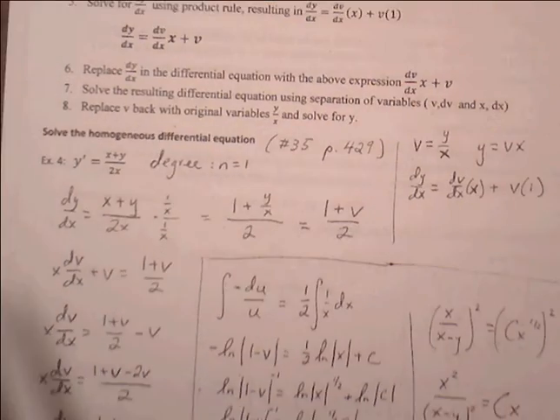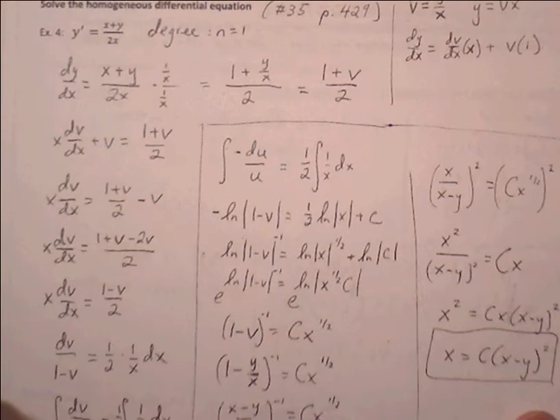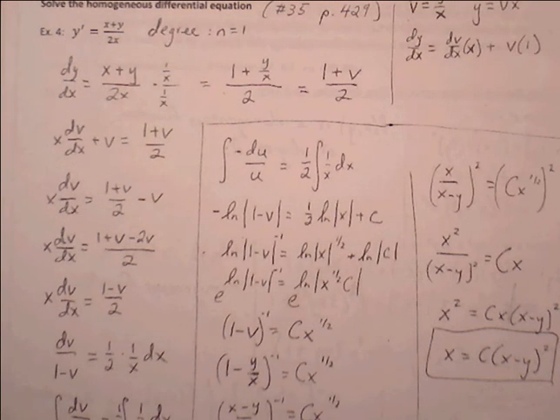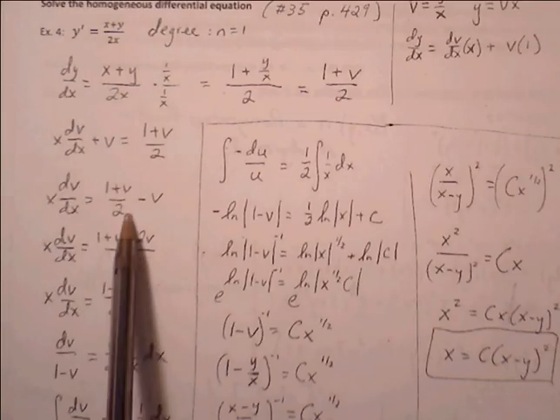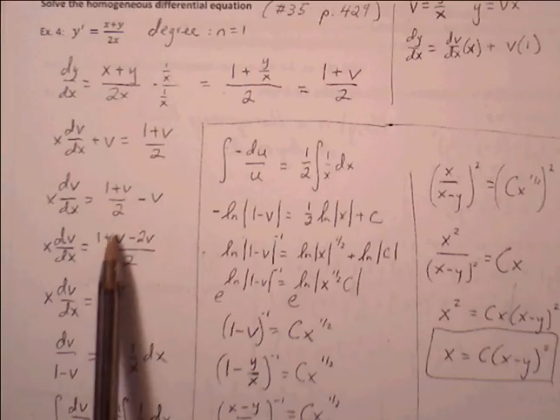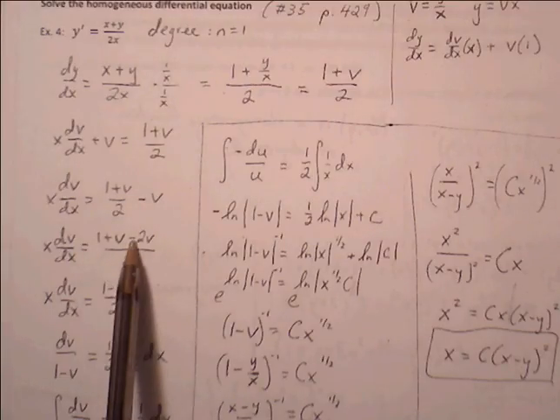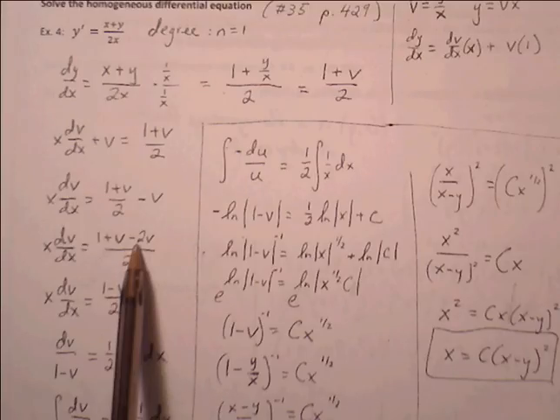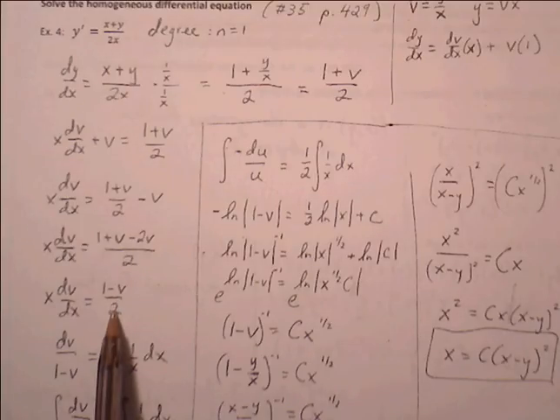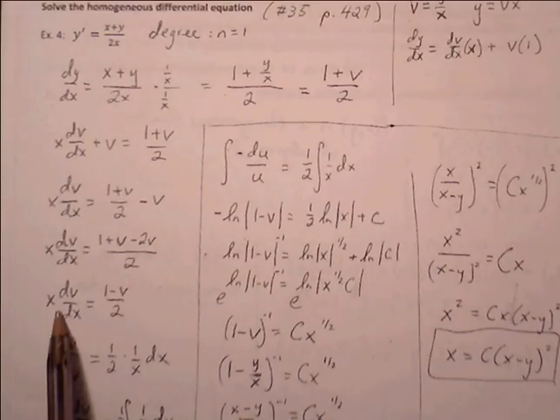So now we can try to separate the variables. So we want the v's and dv on the left and x and dx on the right. So algebraically, let's see what we can do. We can find common denominators being 2, so 1 plus v minus 2v over 2. Combine like terms, we have 1 minus v over 2 is equal to x dv over dx.